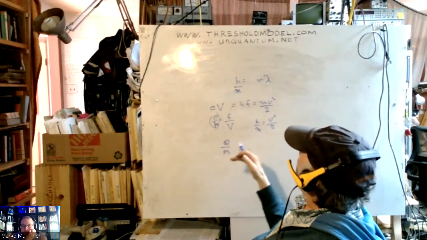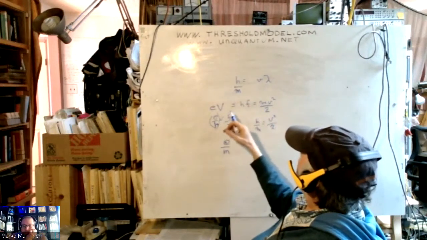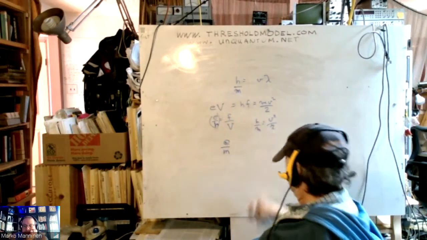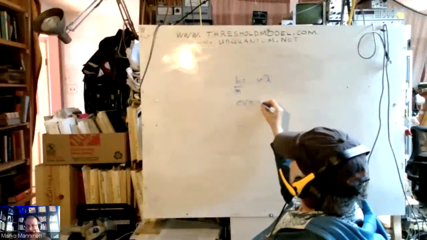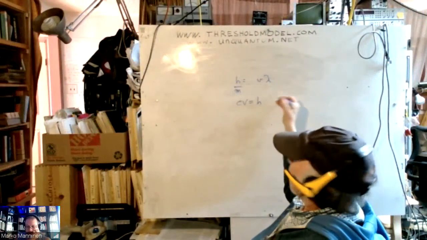So I'm going to do a way. Let me erase some things. There's one difference in E to H and H to M: that H, Planck's constant, is on the other side of the ratio. But it's a ratio, even then. Electron volts equals Planck's constant.